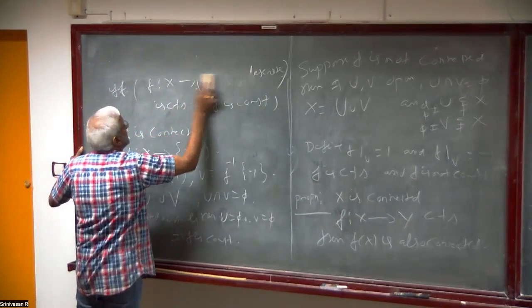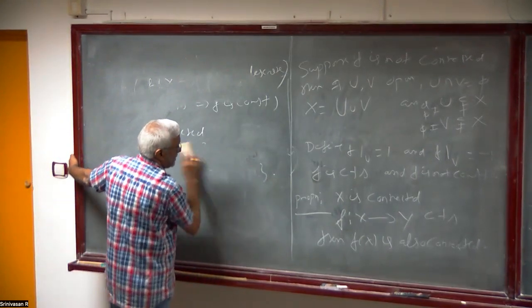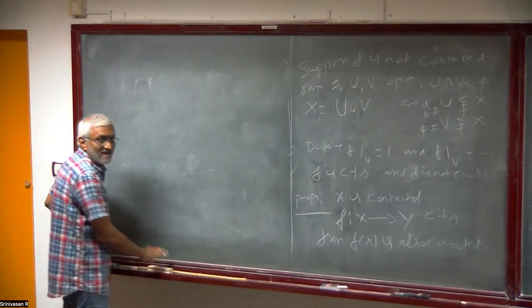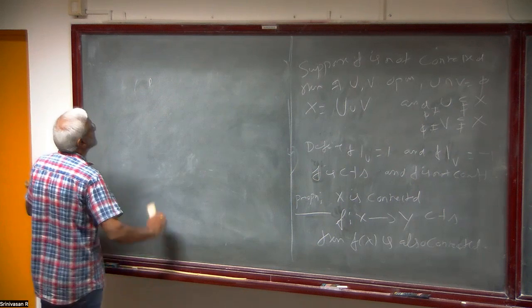We just use this criterion again and again. If you directly use open sets and other things, it's unnecessarily messy. This is direct. There is really nothing to it. Okay? The second one.